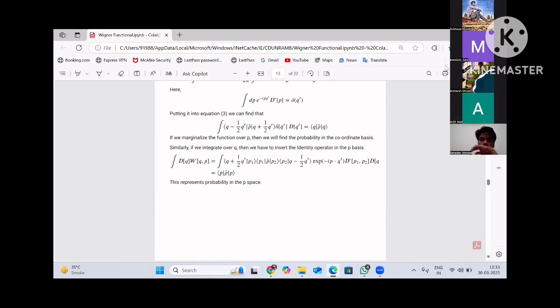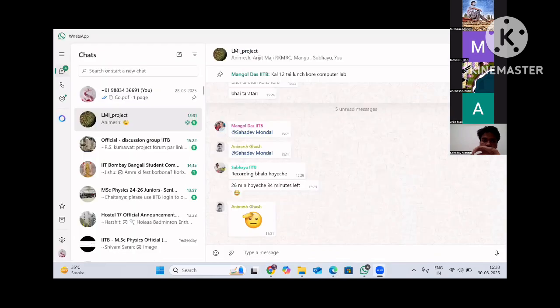Hello everyone, myself Arijit Maji. I am going to derive the Wigner function of the coherent state, and I have also plotted it in Python. After deriving the Wigner function of the coherent state, I am going to show the plot in Python.